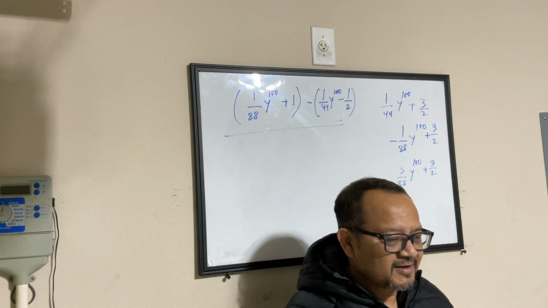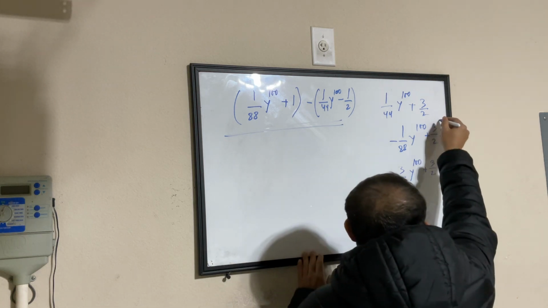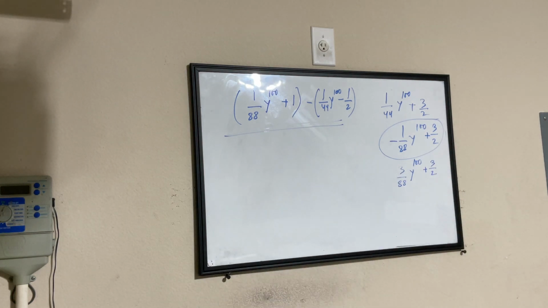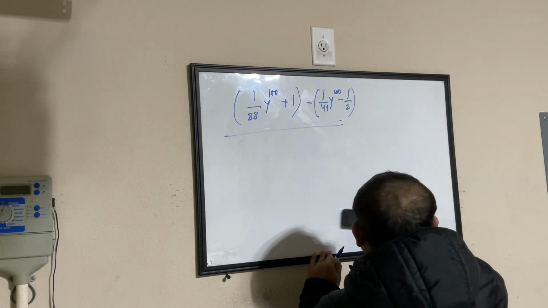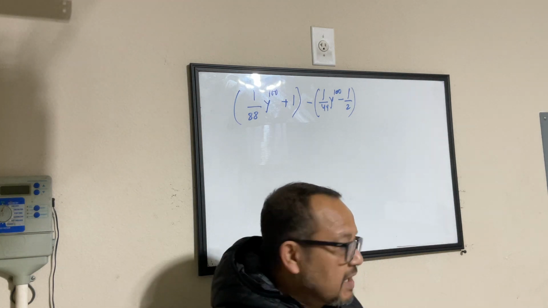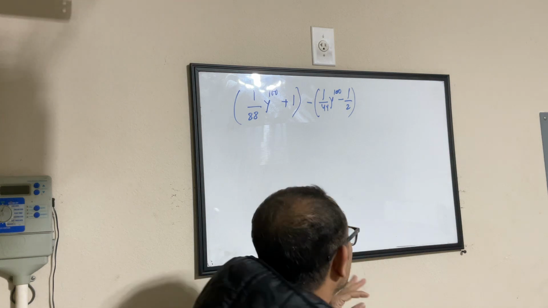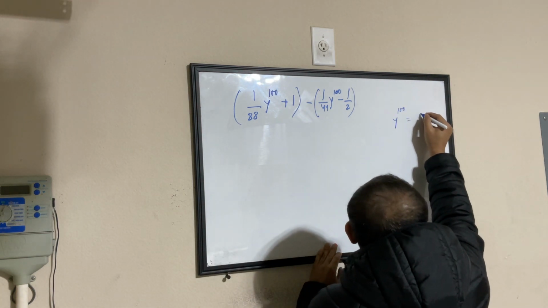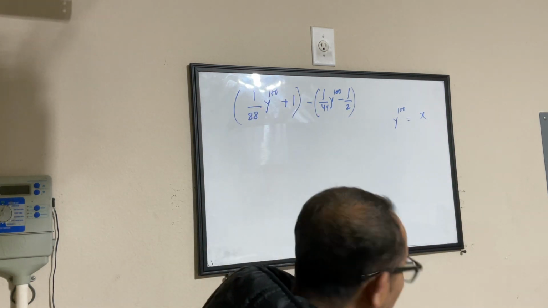Okay, I got -1/88 y to the hundreds, and then I got plus 3/2. Okay. So now, since I don't want to get biased by any of the answers, I'm just deleting it all. And I will do it in the simplest form. Right now, y to the power 100 looks a little tricky to me. What I'll do is put this as x for now, y to the power 100, so that I deal with smaller, easier looking numbers.